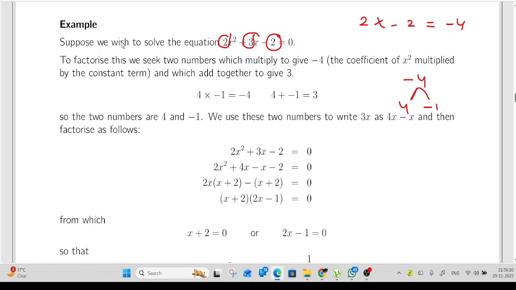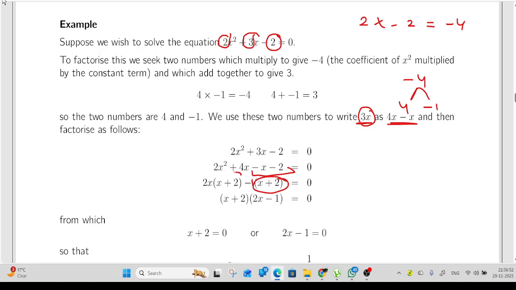So basically I can write 3x as 4x minus x, right? Because 4x minus x is 3x. So this is my question. In place of 3x we wrote 4x minus x. Now from the first two terms, you can take 2x common. You are left with x and 2. From these two terms you can take a negative sign common, because there is nothing common in x and negative 2. So you just take negative 1 common. You can write 1 over here, or even if you don't write it, that works.